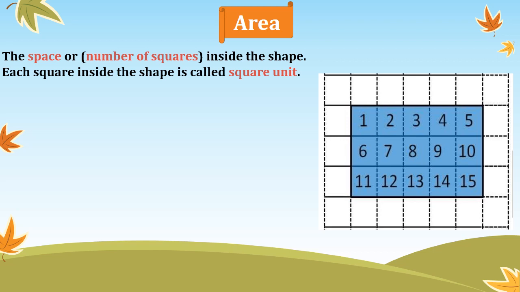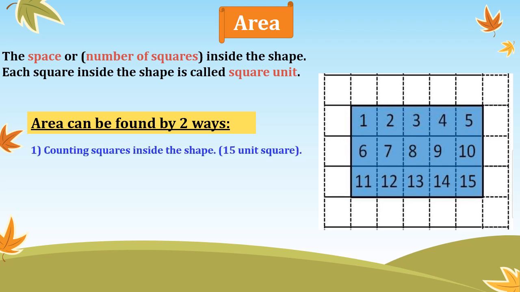So how to find the area of any shape? Area can be found in two ways. First way, counting squares inside the shape. We said that this blue rectangle is our shape. And if we want to know the area of this rectangle, we will count the squares inside it. How many squares inside it? 15. So we call each square inside it a unit square. So all of them are 15 unit squares.